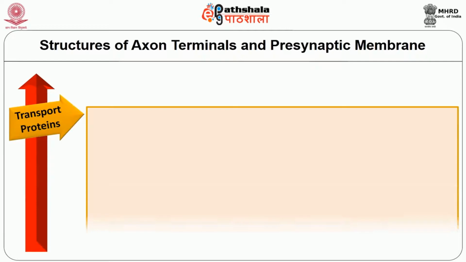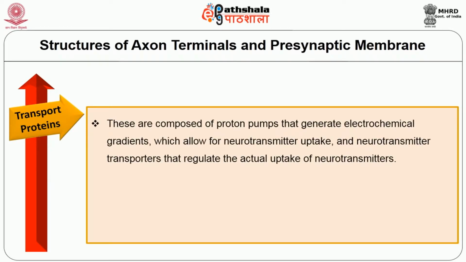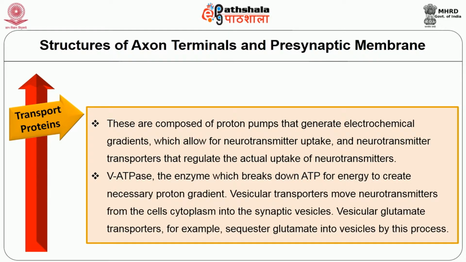The transport proteins are composed of proton pumps that generate electrochemical gradients, which allow for neurotransmitter uptake, and neurotransmitter transporters that regulate the actual uptake of neurotransmitters. V-ATPase is the enzyme which breaks down ATP for energy to create the necessary proton gradient. Vesicular transporters move neurotransmitters from the cell's cytoplasm into the synaptic vesicles. Vesicular glutamate transporters, for example, sequester glutamate into vesicles by this process.